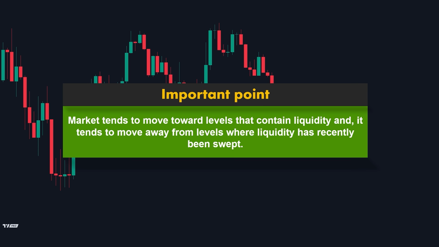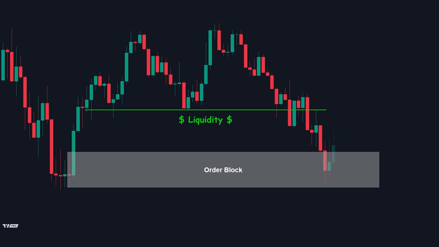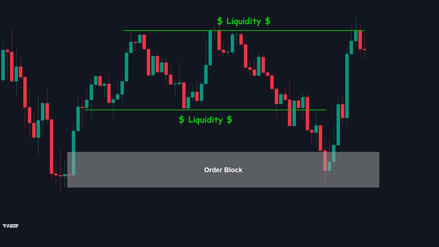The important thing to understand is that the market tends to move toward levels that contain liquidity. Conversely, the market tends to move away from levels where liquidity has recently been swept. With that in mind, collecting liquidity before reaching an order block or FVGs serves as further confirmation for the price to make the moves we want to see in the market. These key areas can also cause significant price rejections, so it's essential to secure some profits before the price taps into them.